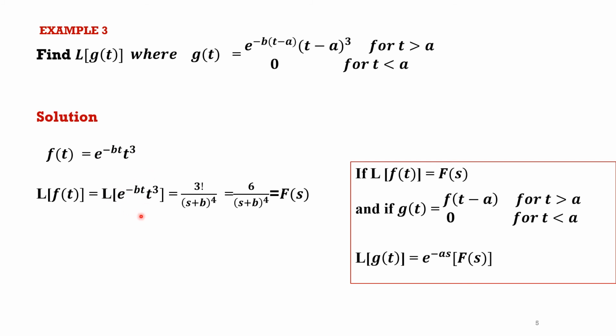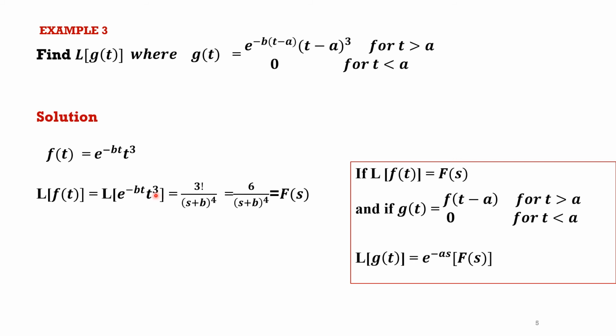Now L of f of t is L of e raised to minus bt into t cube. So you are having a function multiplied by e raised to minus bt, which means we have to apply the first shifting theorem. So what is the first shifting theorem? Whatever is the function other than e raised to, calculate the Laplace transform. So what is the Laplace transform of t cube? It is gamma 4 upon s raised to 4.